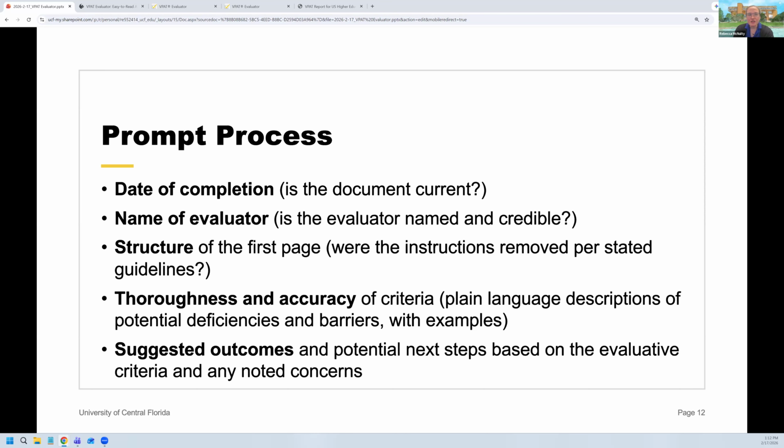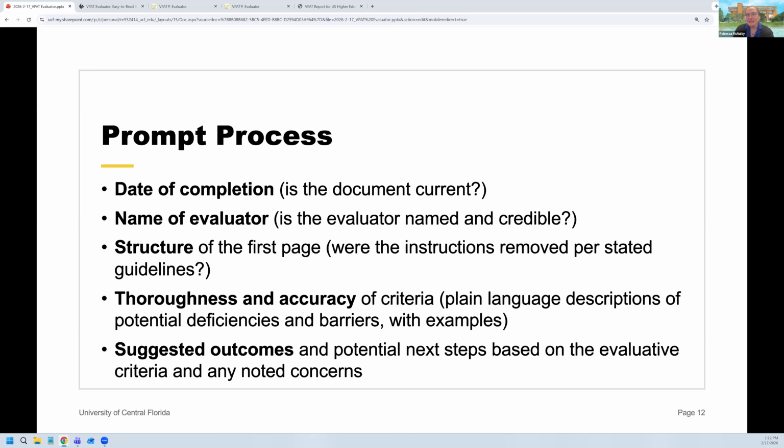Then we're looking for the structure, which is just, is this filled out the way an expert would expect? Is the instruction page still there, even though the instructions say that that should be removed? What kind of questions would an expert at first review say, oh, that's a problem, that someone without that technical expertise might not know to flag?